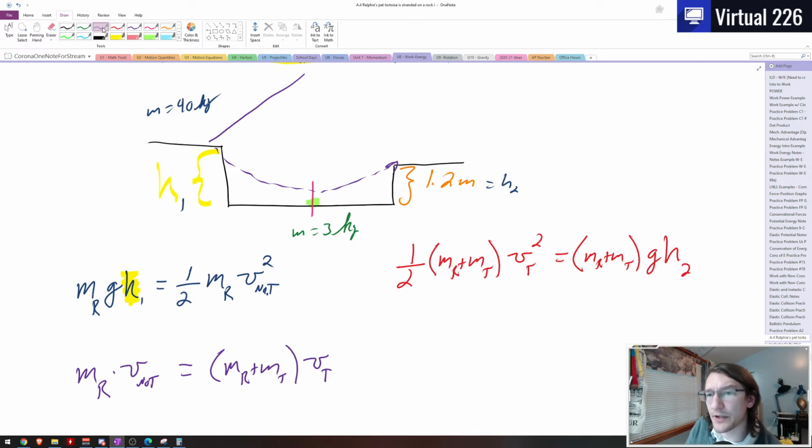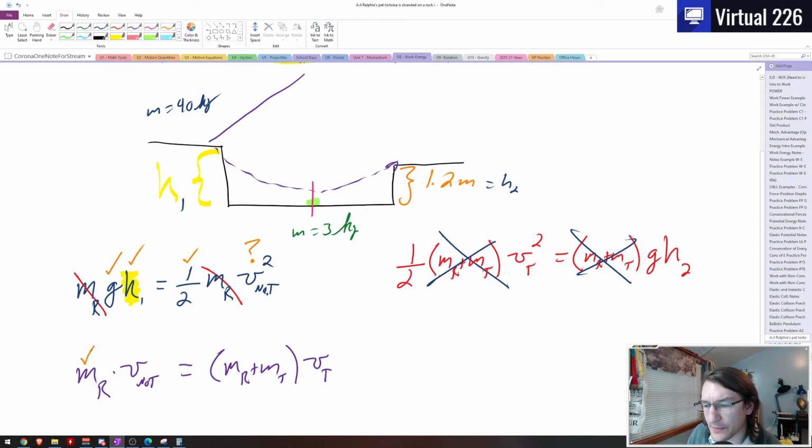And if we were to put in numbers for some things, well, before we do that, let's make some easy cancellations. We notice that here mgh and 1/2 m v naught squared, these m's go away, which is nice. Over here, the mass of Ralphie plus the mass of the tortoise, those are on both sides, so they go away too. And if we look at this, we know g, we're solving for this, so that's fine. We know 1/2, but we don't know what the velocity without the turtle is. So we can't really use this equation yet. We need to find that.